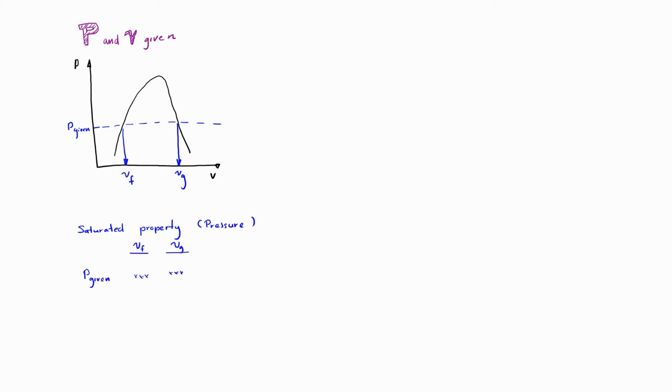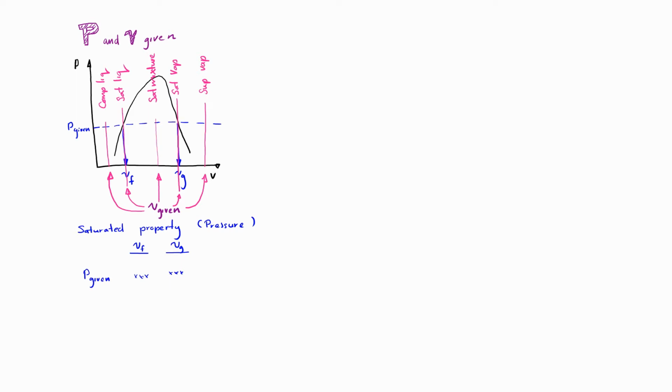If our specific volume is same as saturated liquid specific volume, we can say that the system is a saturated liquid. If it is same as saturated vapor specific volume, it is a saturated vapor system. If the given specific volume is falling in between Vf, Vg values, it is a saturated mixture. And if given specific volume is lower than Vf value, it is a compressed liquid. And if it is higher than Vg value, it is a superheated vapor system.